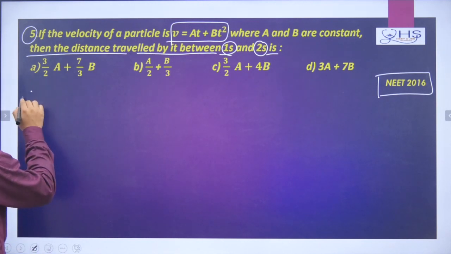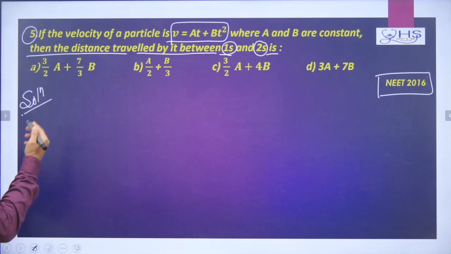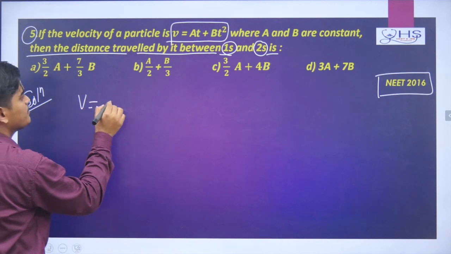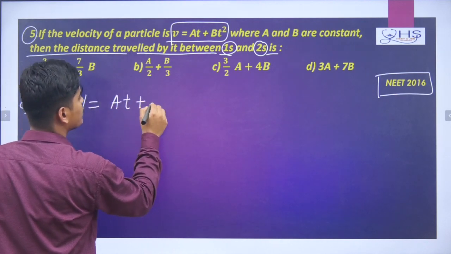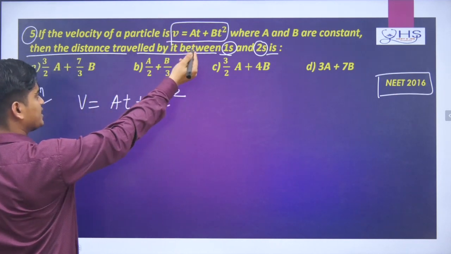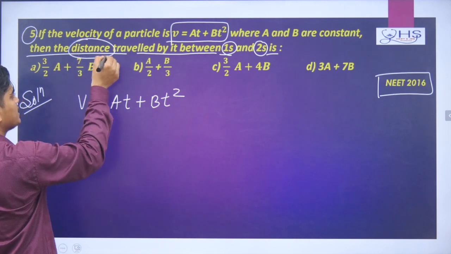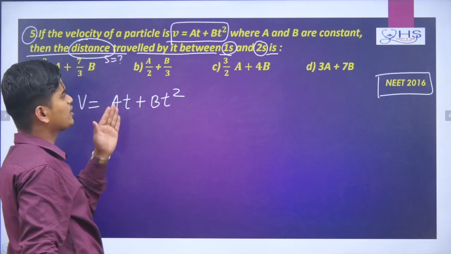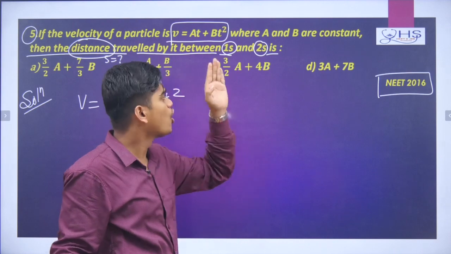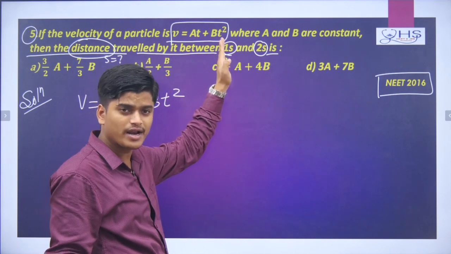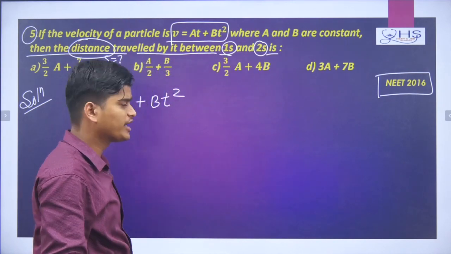Now let's write the solution here. Same integration formula I will do. First, what is given? Velocity is given as at plus bt square. And what is being asked? Distance, that means s is asked, and an interval is also given, 1 to 2. That means the lower limit is 1 and the upper limit is 2, so we can put that.